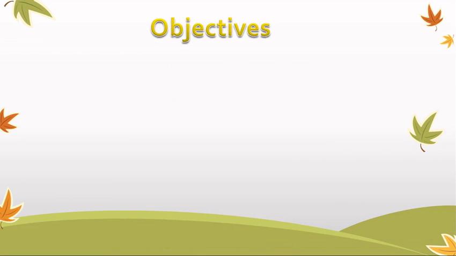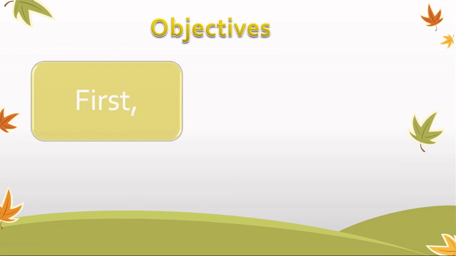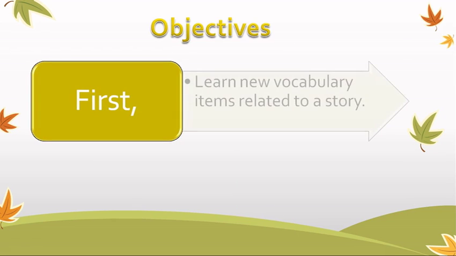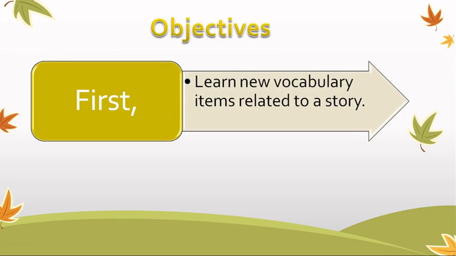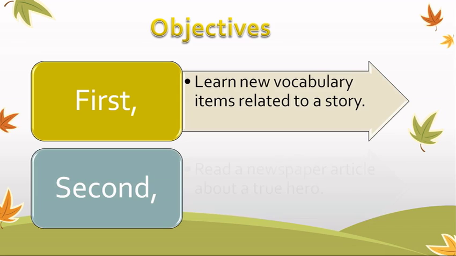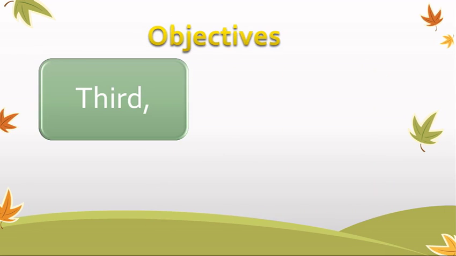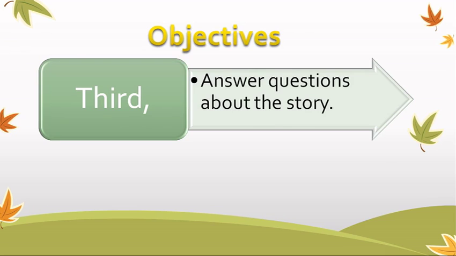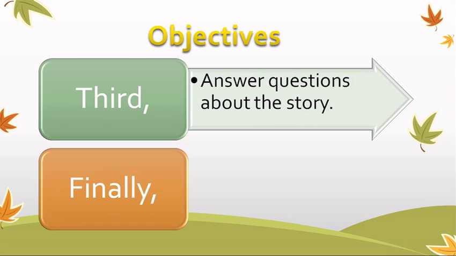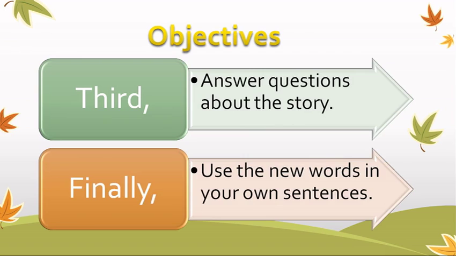The objectives of this lesson are: first, we will learn new vocabulary items related to a story. Second, we will read a newspaper article about a true hero. Third, we will answer questions about the story. And finally, we will use the new words in your own sentences.